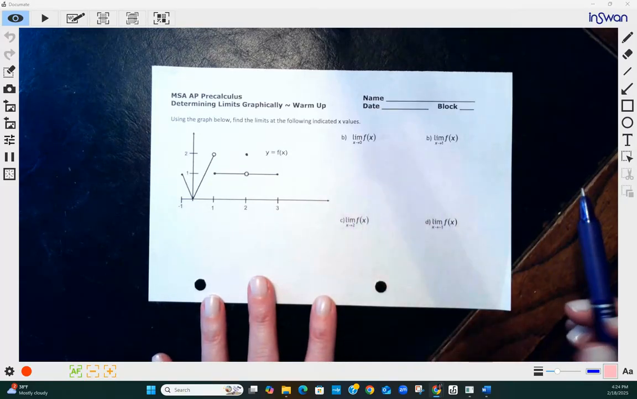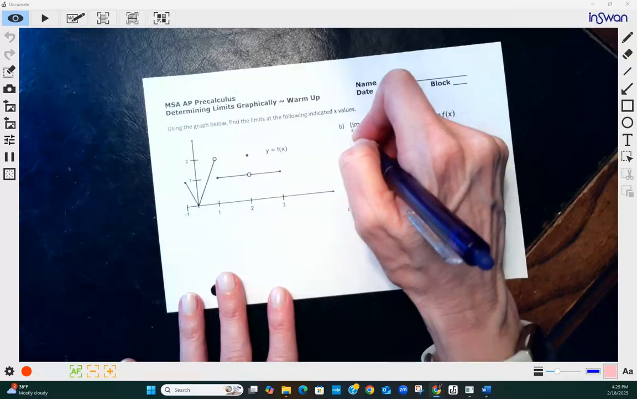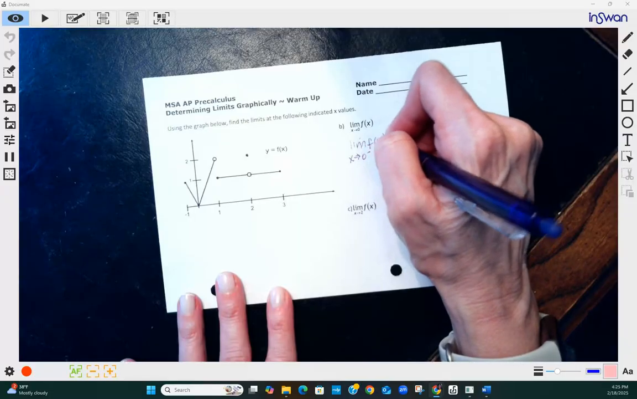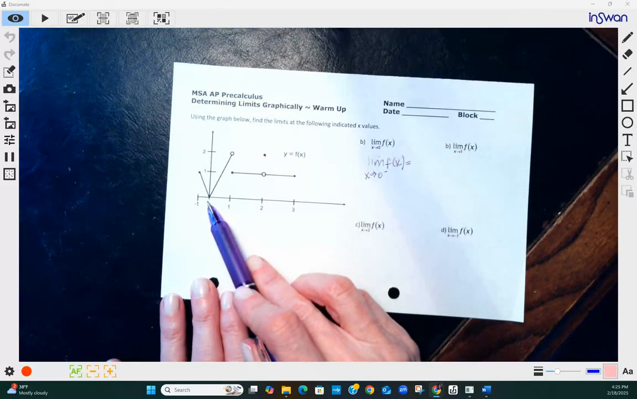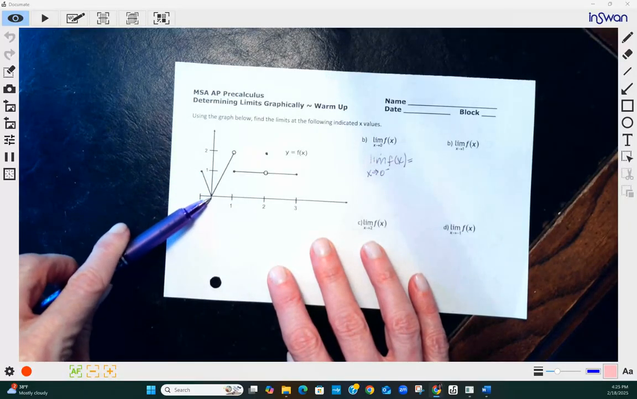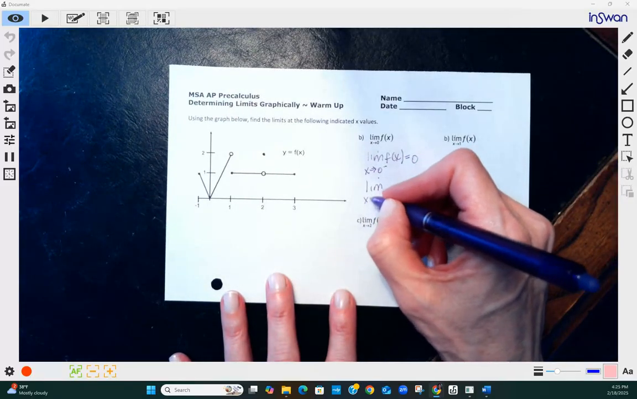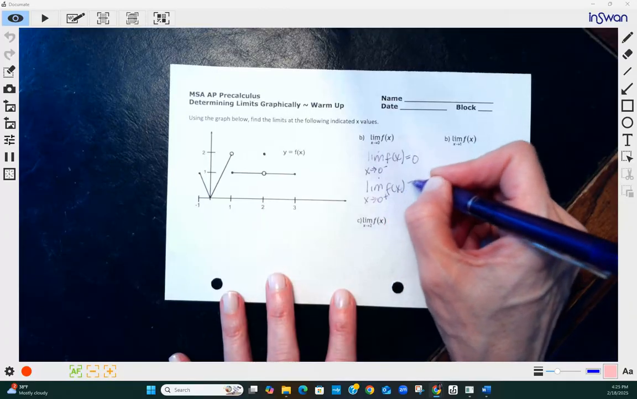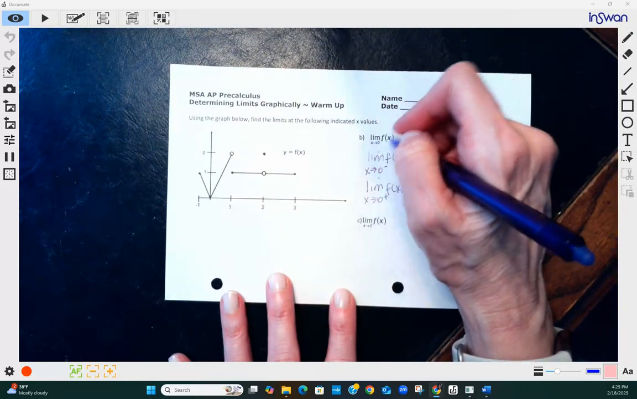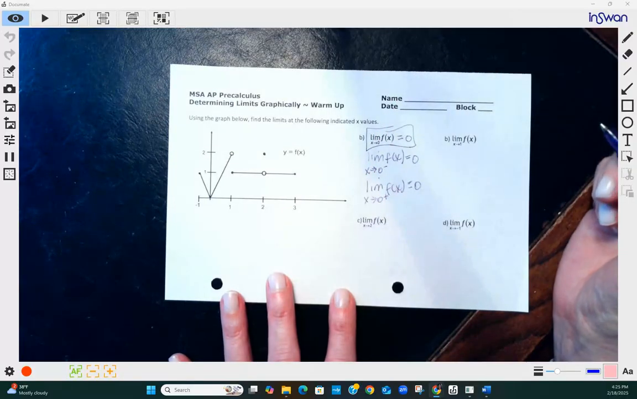So for the first one, the left-hand limit is x approaches 0 from the left of f of x. If I'm approaching 0 from the left, I'm going to be right here. And when I get to 0 coming from the left, the height of the function is 0. When I'm approaching 0 from the right, I'm on this path, and as I get to 0, the height is also 0. Therefore, you can use this already printed limit statement as your overall limit statement.